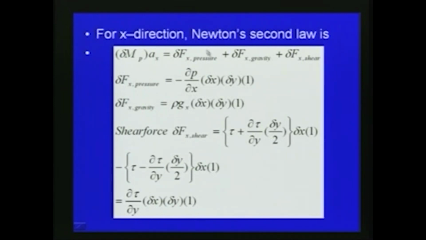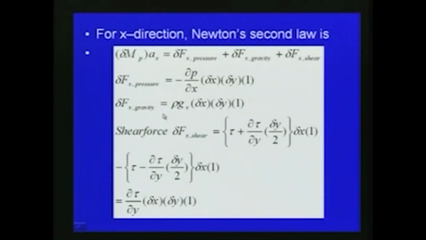So, now by using Newton's second law, we have written for the fluid element that the mass of the fluid element multiplied by its acceleration is equal to the pressure force on the fluid particle plus gravity force on the fluid particle plus shear force on the fluid particle. So, we have derived the expression for the pressure force on the fluid element as minus del p by del x into delta x into delta y, the gravity force as rho gx into delta x into delta y, and the shear force as del tau by del y into delta x into delta y.